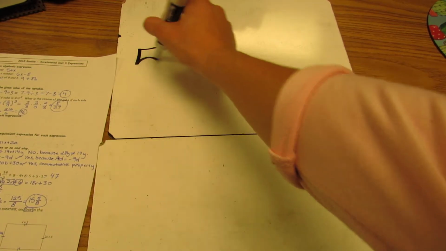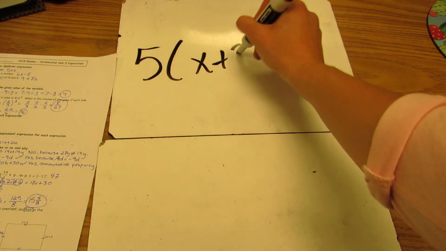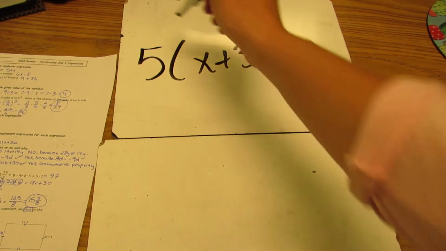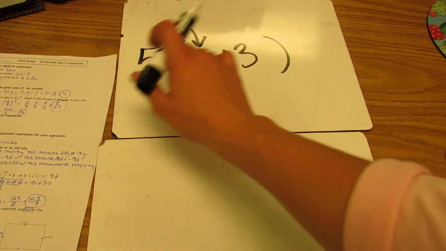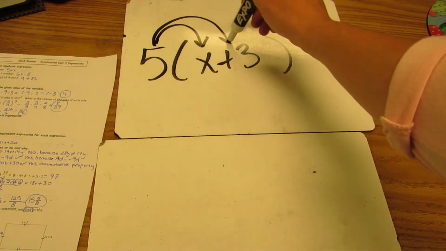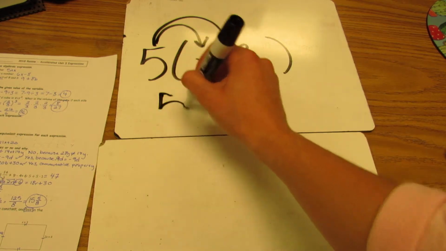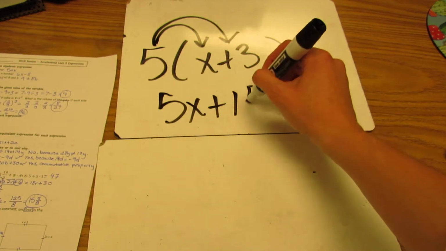So for example, if we're looking at 10b, 5(x + 3). Now, we need to simplify this, so this is the distributive property. We're going to distribute 5 to x and 5 to positive 3. So I get 5x + 15.